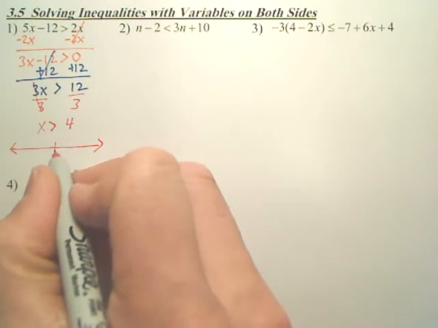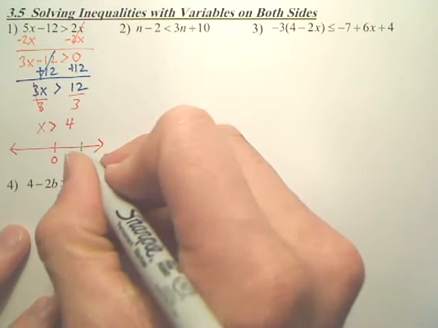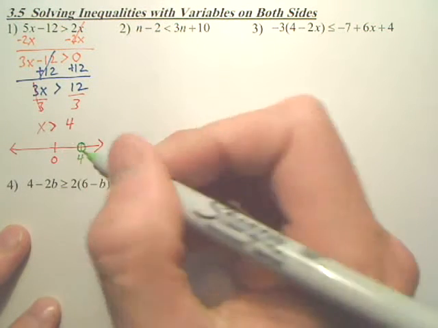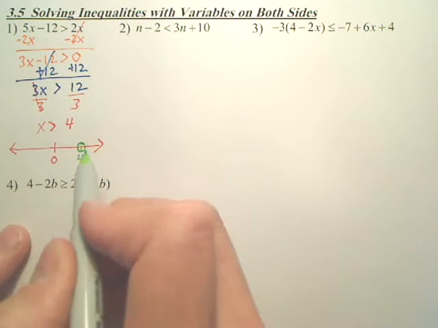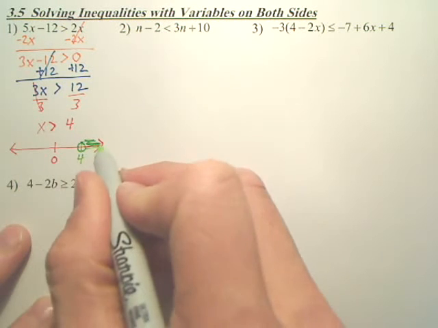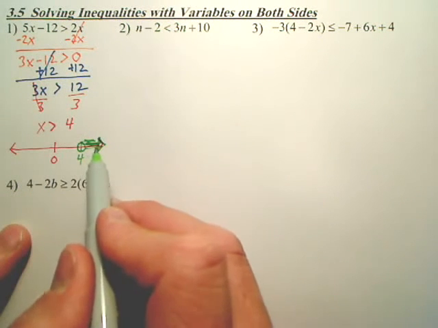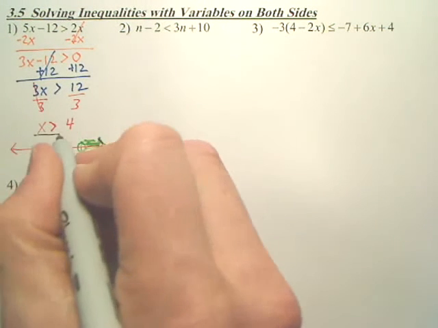Now, how would I graph this? There's 0. If I want to graph x is greater than 4, I first put a dot at 4. Now, is my dot open or closed? It is an open circle because it's just greater than. And follow the arrow. Which way does the arrow go? To the right. Now, x is greater than 4. Are all these values that are green greater than 4? Yes. Everything to the right of 4 is greater than 4. That is the graph, and this is the answer.